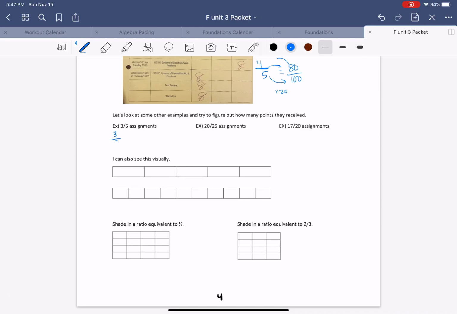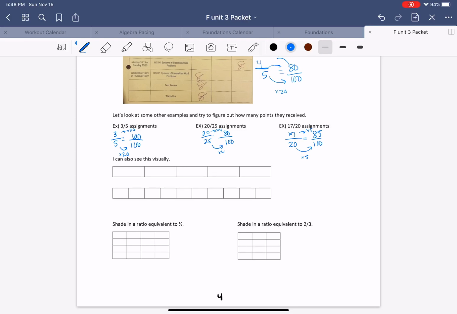So 3 out of 5 assignments into 100 points. Well, 5 times 20 is 100, so I do 3 times 20 and I get 60. Let's say 20 out of 25. 25 times 4 is 100, so I do 20 times 4 and I get an 80. They made an 80. Okay, 17 out of 20 assignments. So 20 times 5 is 100, and 17 times 5 is 85. So they made 85.